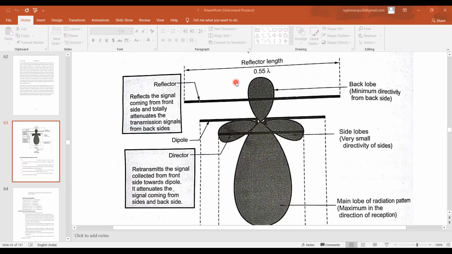Suppose this is the length of the particular reflector, this is the length of the particular dipole, this is the length of the particular director. So the reflector reflects the signal coming from front side and totally attenuates the transmission signals from back side. Similarly, the back lobe has minimum directivity from the back side.